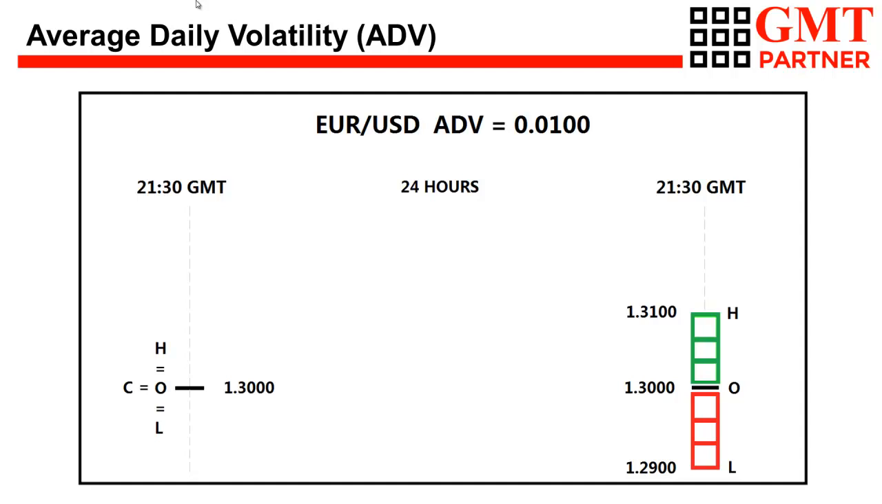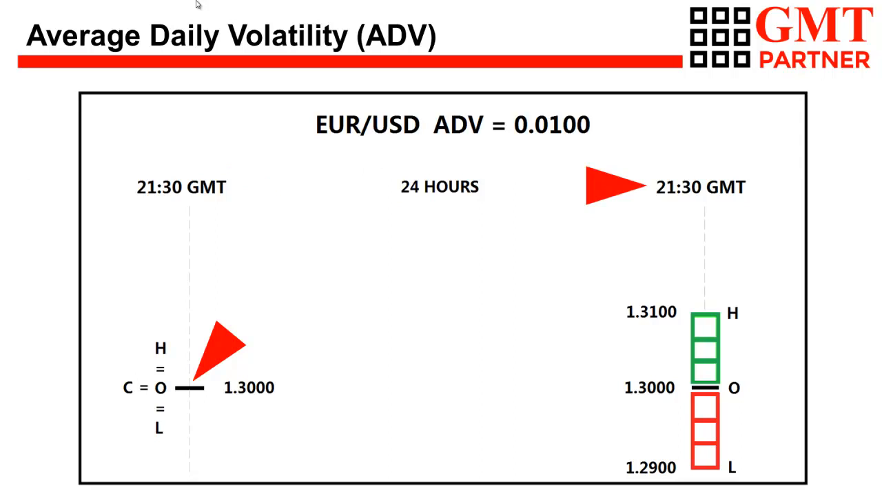With the start of a new trading day, at 21:30 Greenwich Mean Time, a new daily candle starts to form on the chart. At first, it looks like a small horizontal line, and then the body and shadow of the candle begin to form. After 24 hours, the formation of the daily candle will be completed.